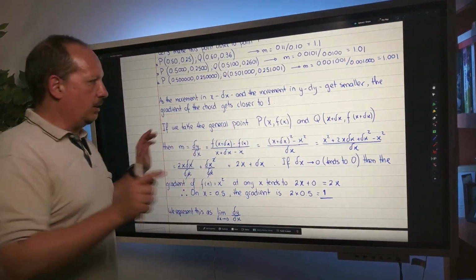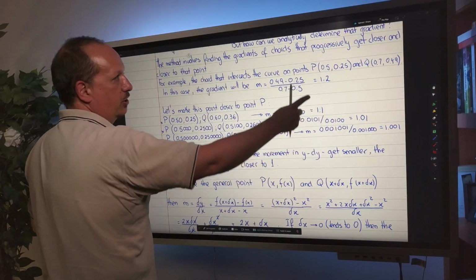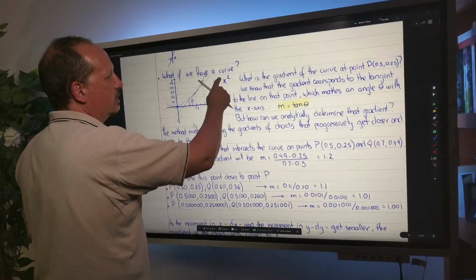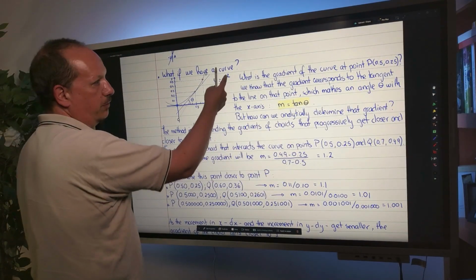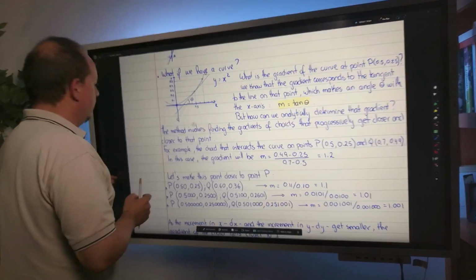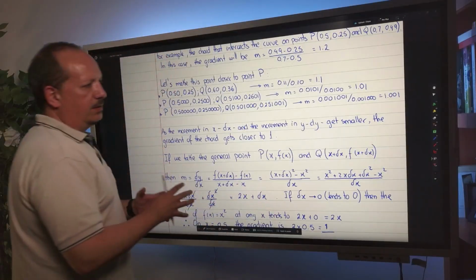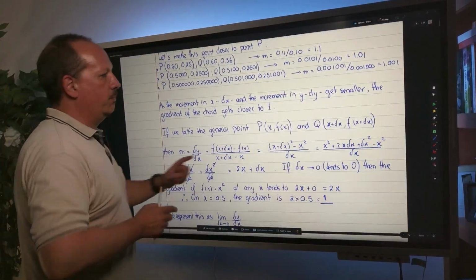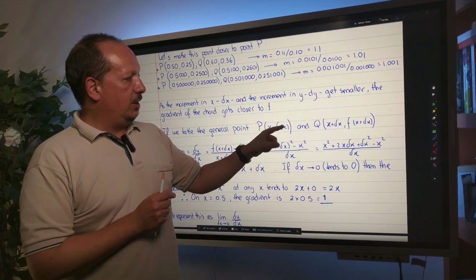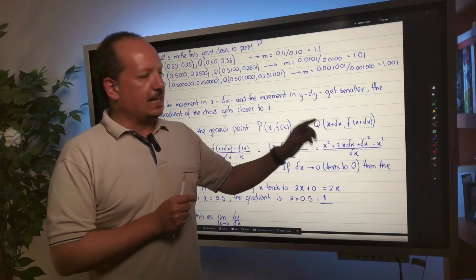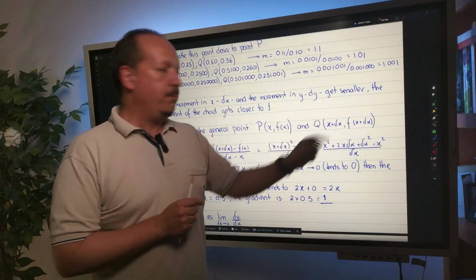Don't forget what we are talking about. What is this f of x? This is just the outcome of substituting x in the function. So in this case, the function was x squared. If I substitute 0.5 in x squared, I will have 0.5 squared, and this is the result, okay? So that's what this means. Don't get alarmed by the notation. This is actually very simple, all right? So this is x and the outcome of substituting x in the function. And this is the other point, which is x plus the little bit and f of that point, okay?